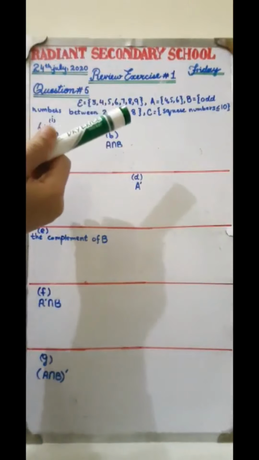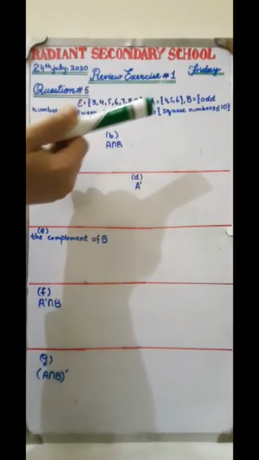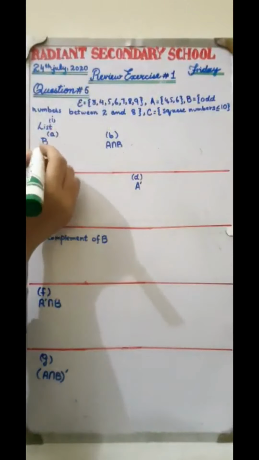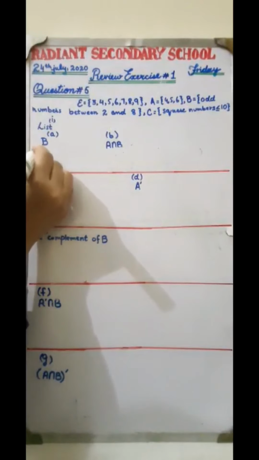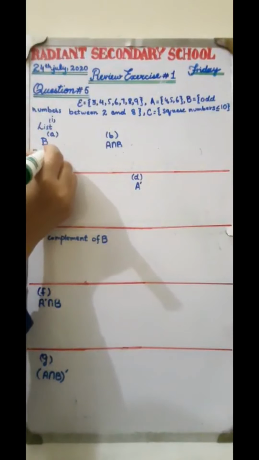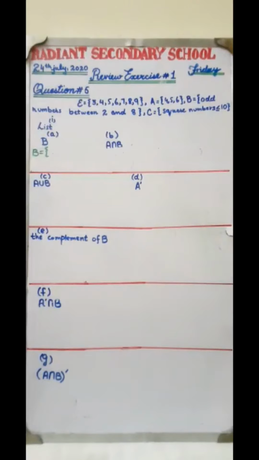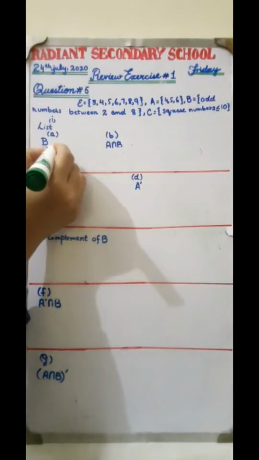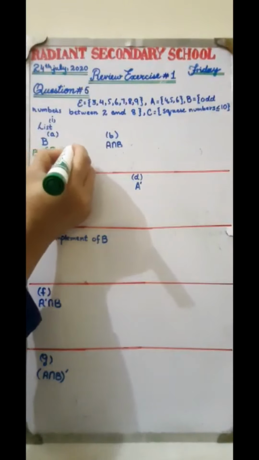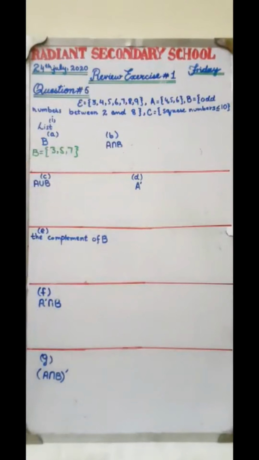Okay. In the question it is given that B set is odd numbers between 2 and 8. So when we write the B set here, we have to take odd numbers between 2 and 8. So it will become 3, 5 and 7. These three numbers are odd numbers and present between 2 and 8.